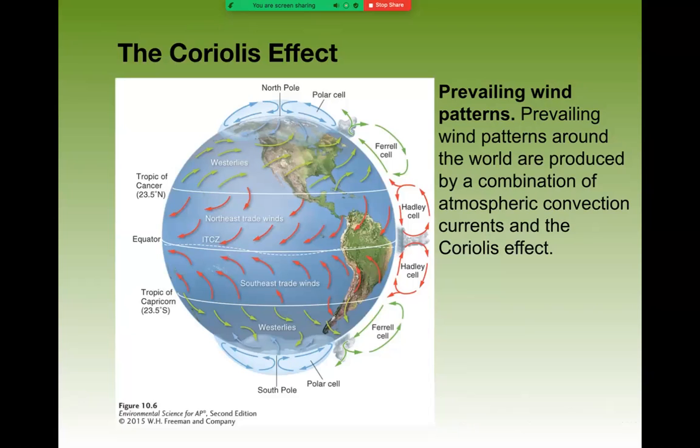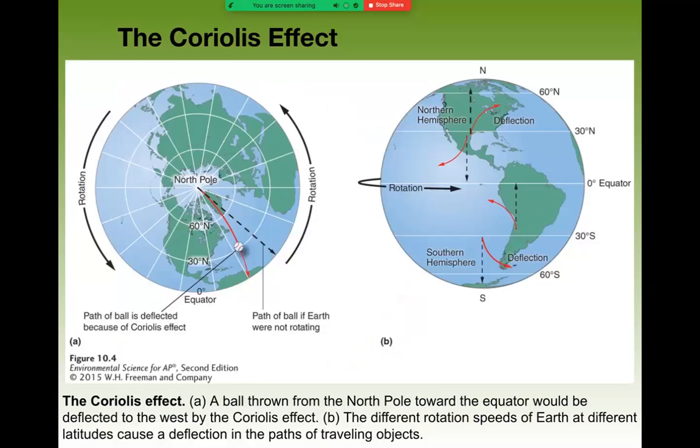And so when we look at the weather that tends to influence North America on a regular basis, where we live in the United States, that weather tends to move from the west across the country toward the east. And that is a result of this deflection. So it plays a very important role, the Coriolis effect.